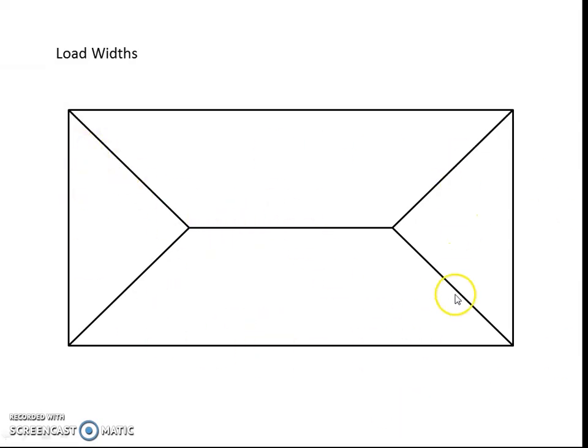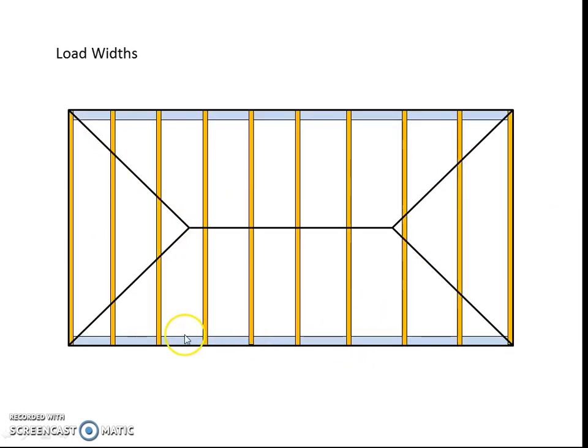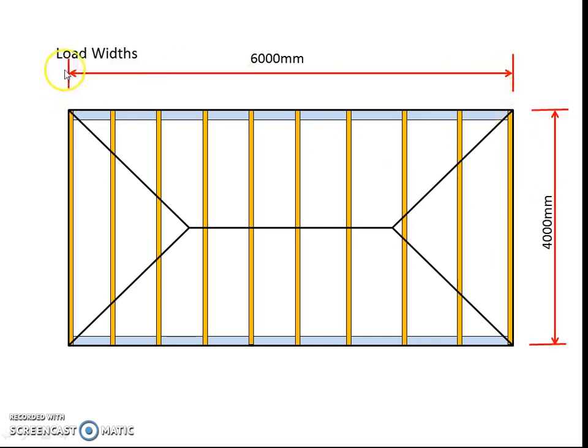Here we have a standard hip end roof, just a nice rectangular building. I've thrown in 2 bearers and a bunch of joists going across. So I'm using the same colouring that I had previously. This black line is just the roof line. Let's throw a couple of measurements in just for the sake of example. Let's say we've got a 6 metre long building and a 4 metre wide building.